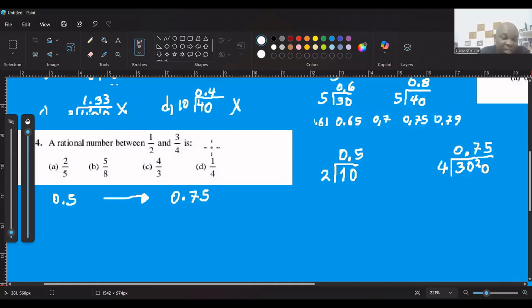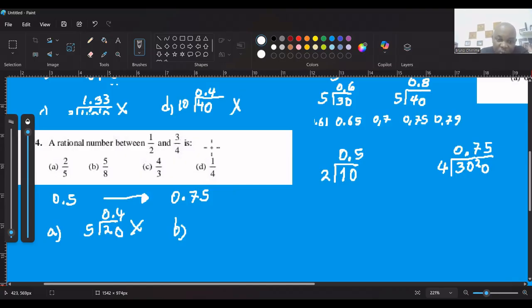So let's start with A. Starting with A, it's 2 over 5. So we are dividing 2 by 5 using the written method. This method is very fancy. It's not like the long division method. So 5 into 2 doesn't go, 0 point. Add a 0. 5 into 20 goes 4 times. Ooh, so we're dealing with what? 40%, 0.4. Does it lie between 0.5 and 0.75? Nope, it doesn't.